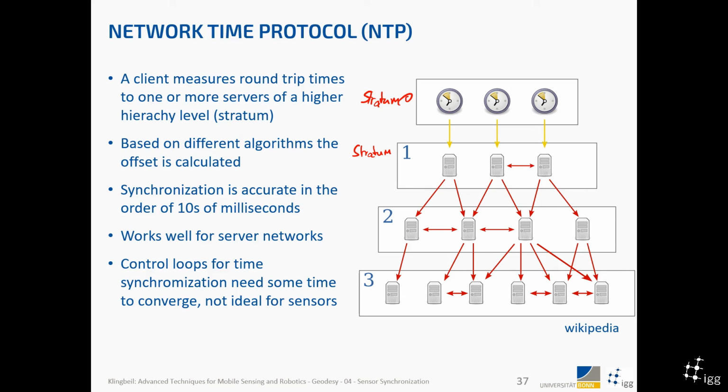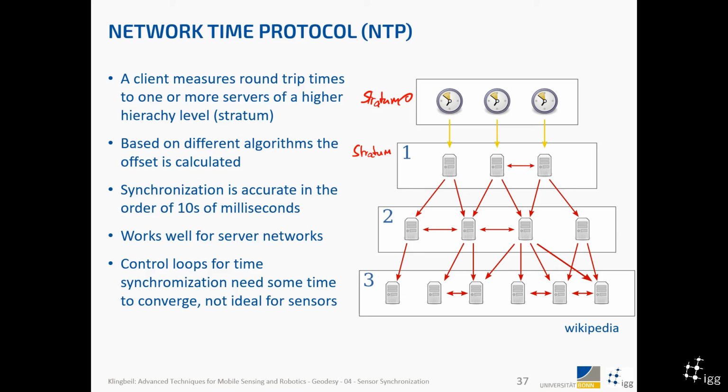But the main problem is that this is actually done for server networks which are running all the time, because these loops which are adjusting, like control loops which are adjusting the time information, they take some time to converge, right?